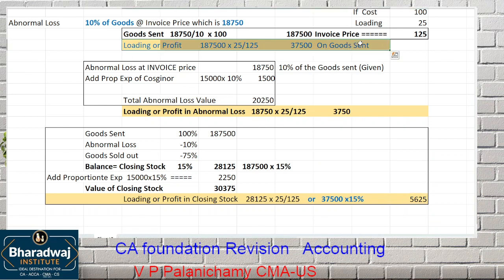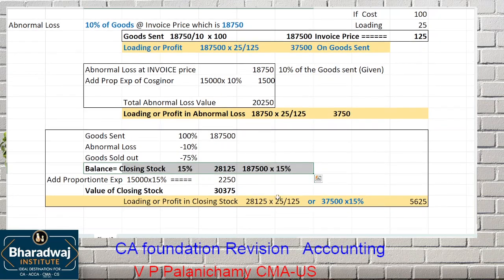Out of the total goods sent, 15% is closing stock, so 15% of the profit will be there. Or what is the value of the closing stock? 28,125 into 25 by 125. Both will give the same answer. So what is the invoice price of the closing stock? 28,125 into the profit margin, 25 by 125. Otherwise, what is the total profit element of all the goods? 37,500 into what percent of goods is there? If 15% of goods is there, then 15% of profit is there. Either way you can get this.